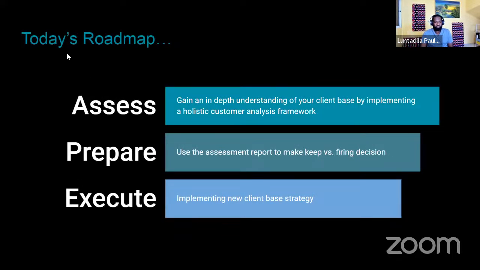So our roadmap, just to give you a little bit of an overview of our journey today in the next 30 minutes or so. First of all, we need to gain an understanding of the client base, right? Before we move any further with the analysis, we need to know who the clients are and how much they are bringing to the company. And from there, we can do a further analysis.